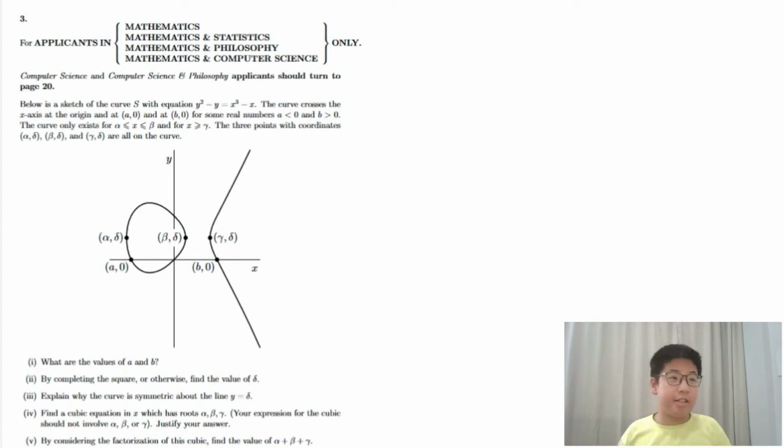Today we'll be doing question 3 of 2020. So we now have a cubic equation. What are the values of a and b?